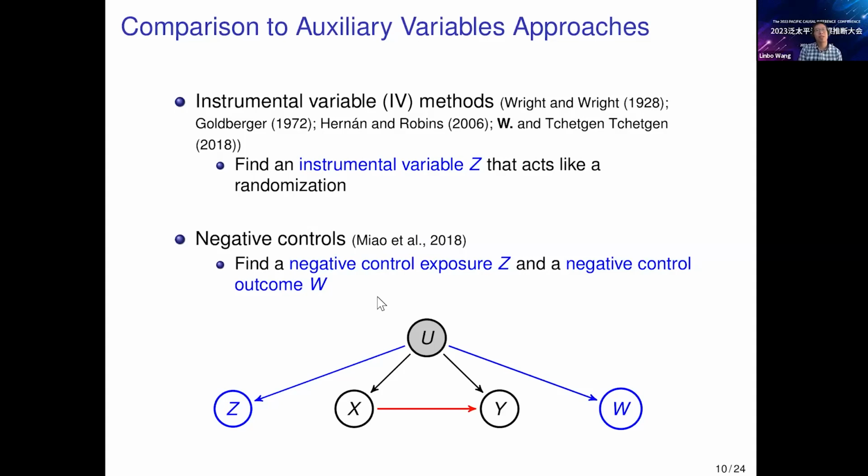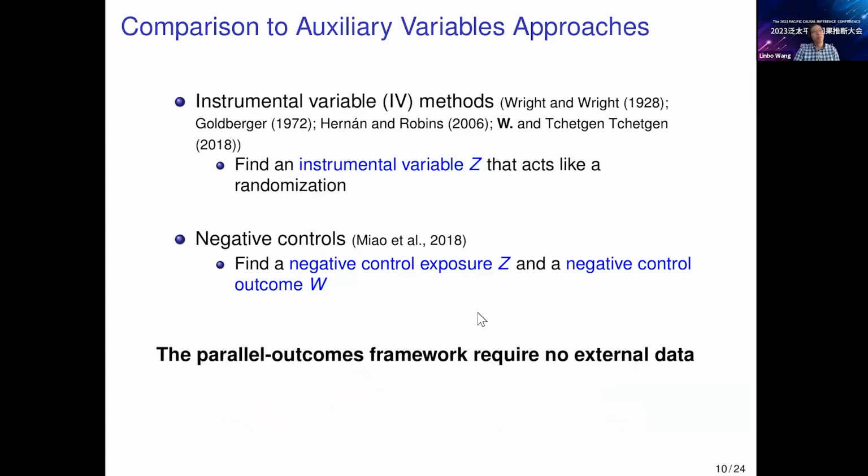Another framework that's recently become very popular is so-called negative controls. So you need to find a set of negative control exposure and a negative control outcome that will satisfy certain identification assumptions so that you can estimate the effect of X on Y. What's common to these approaches is you need to collect some additional information that is exogenous to this causal system you are interested in. But in comparison, this parallel outcome framework doesn't require you to collect additional data beyond the multiple outcomes that often already exist in your data set.